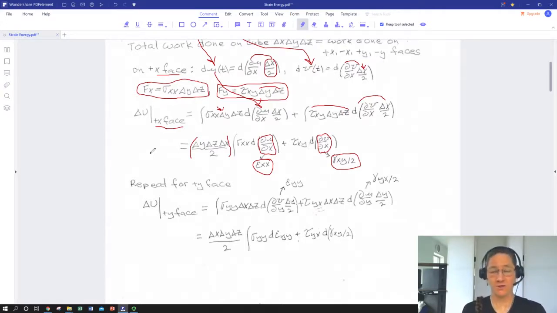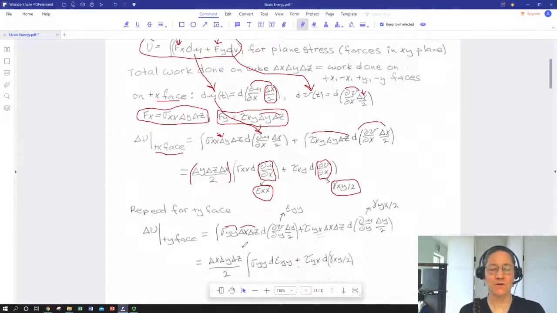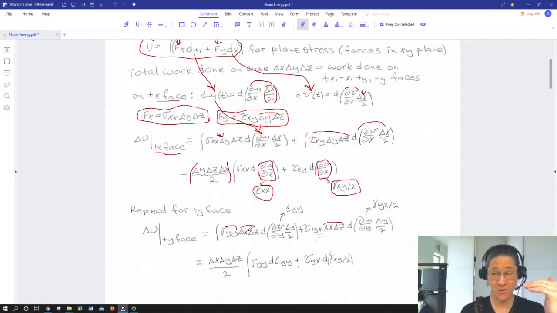So we just repeat, we're going to have a force in the y direction of just our sigma yy times the area of the y face. So its dimensions, if we take a look at our cube, the y face has a dimension of delta x by delta z. So there's our area component that we're going to see in both of these expressions. And if we're looking at displacement, so the work done by a force that's pointing in the y direction is going to be based on how far it moves in the y direction.